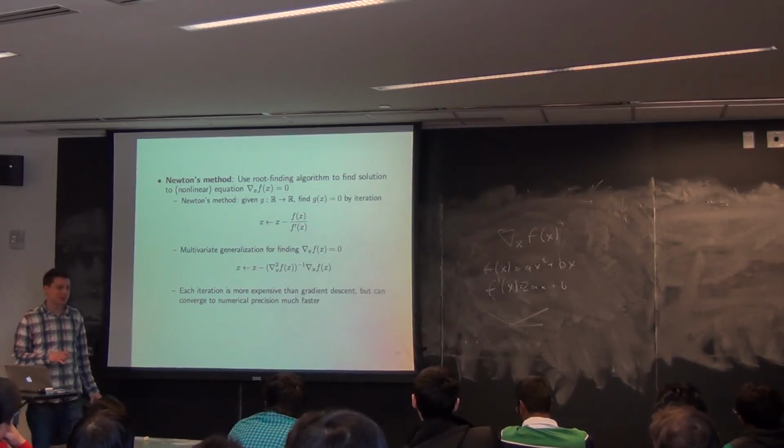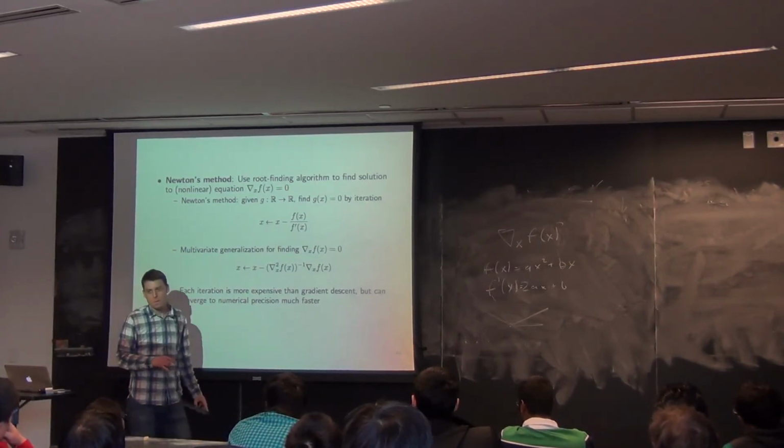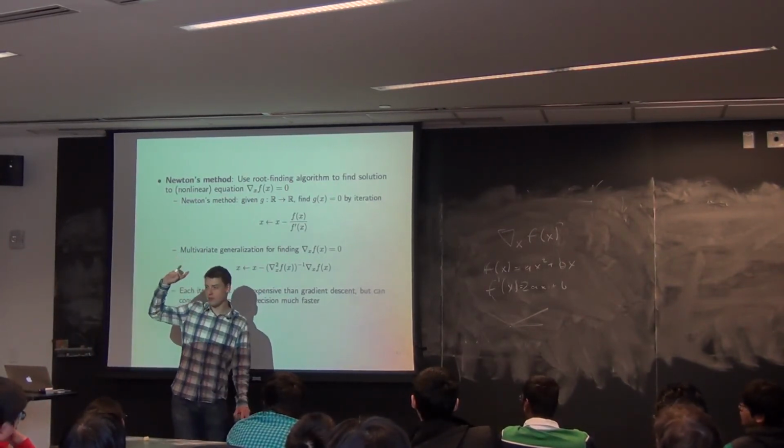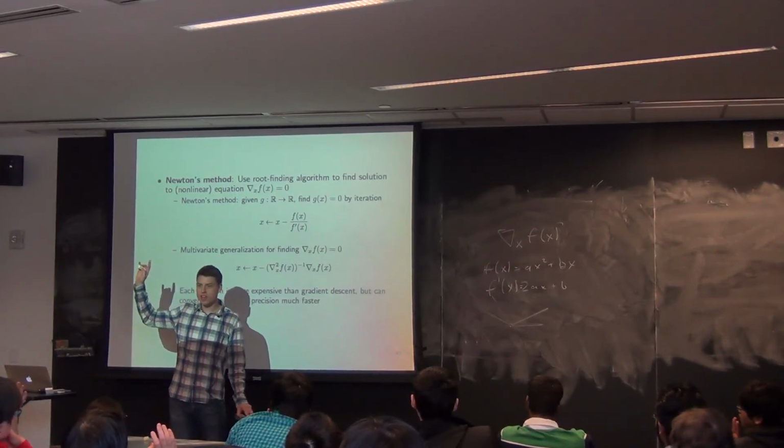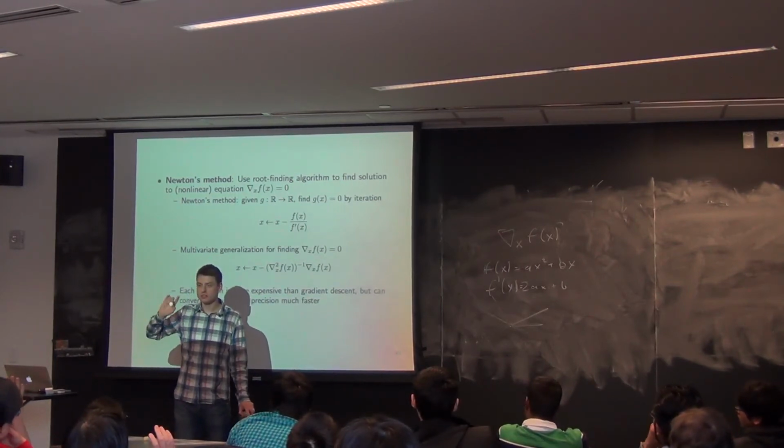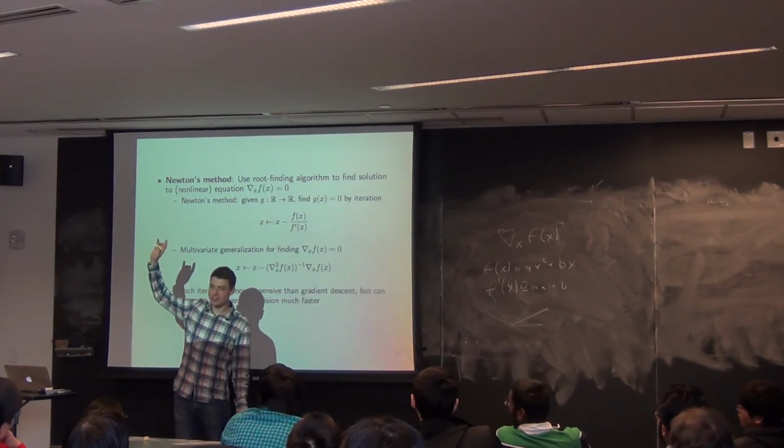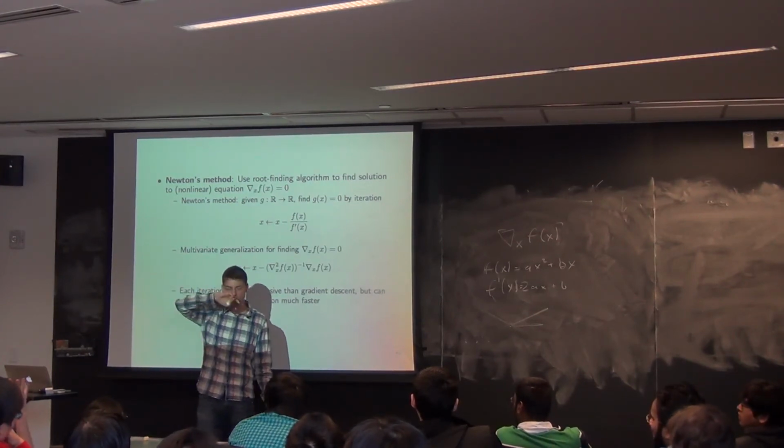All right, the last one is called Newton's method. Actually, who here has heard of Newton's method before? In the 1D case or in the multivariate case? Who's heard of it in the multivariate case, by a show of hands? Okay, so not nearly as many, which is actually a good thing.